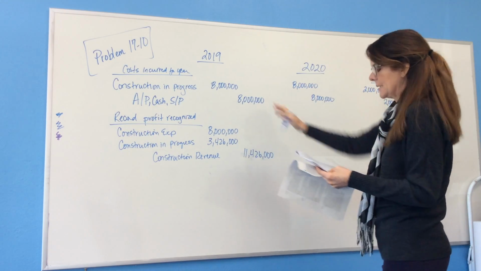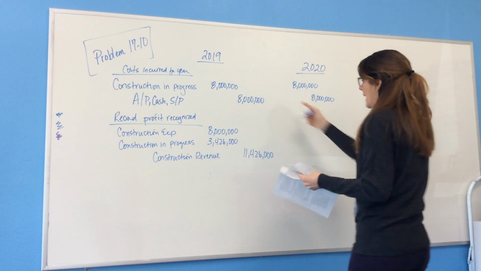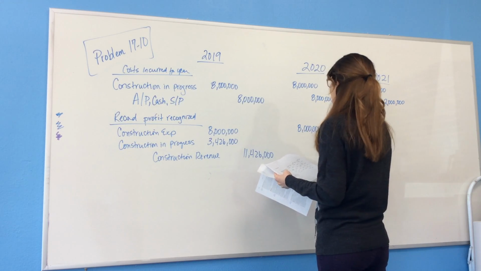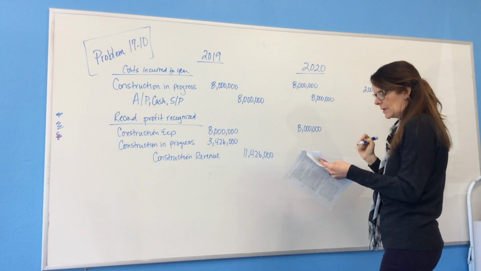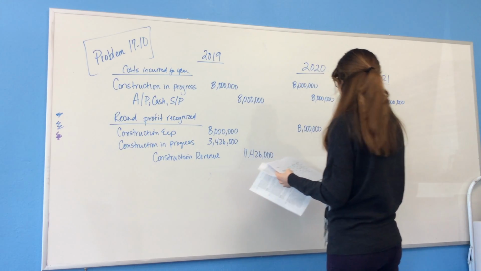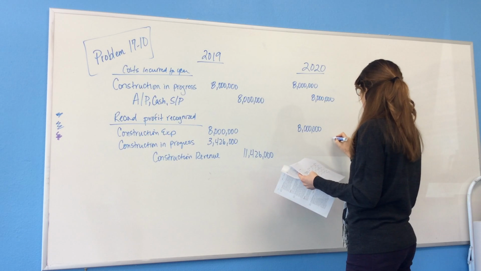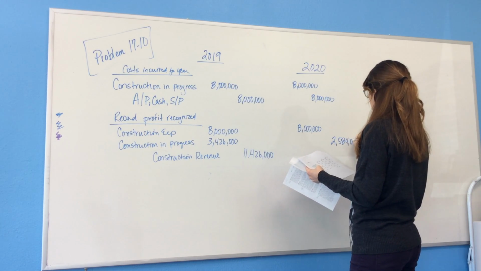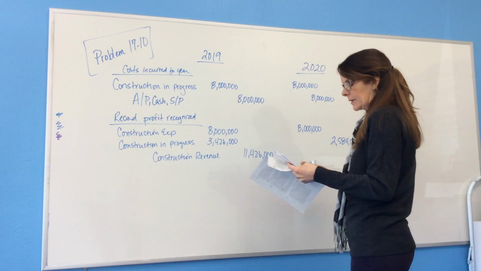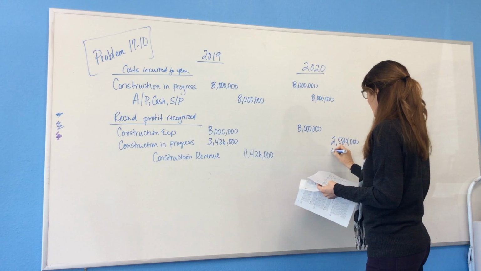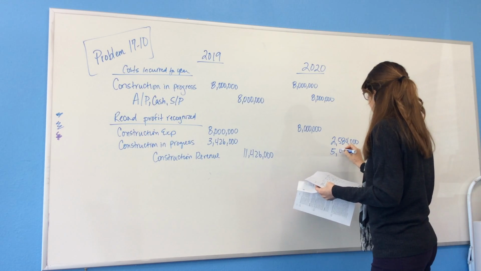Okay, that's for 2019. For 2020, I have an additional $8 million of construction expense. My construction in progress, however, is a credit, because remember that was a loss. So that's going to be $2,584,000. And then my construction revenue would just be the difference, to make this balance, $5,416,000.